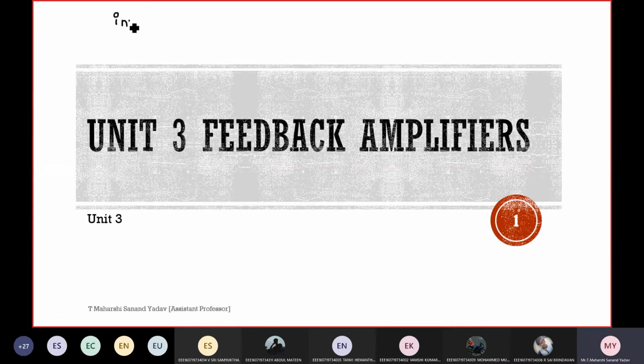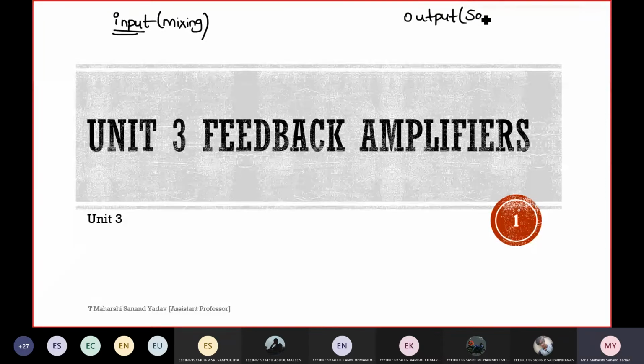So in the input side, what did we do? Mixing. In the input side, it is called mixing. In the output side, it is called sampling. Next, how many types are there?